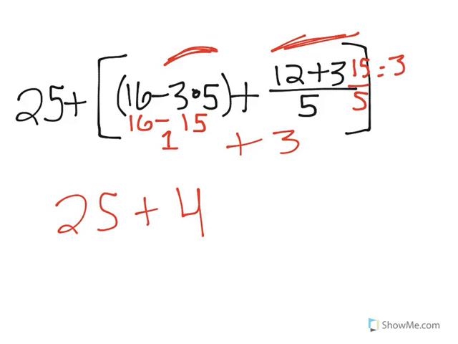Once you've done everything inside the brackets, you don't need the brackets anymore. 25 plus 4 is 29. Hopefully you got that one. If you made any mistakes, maybe think about what you did.